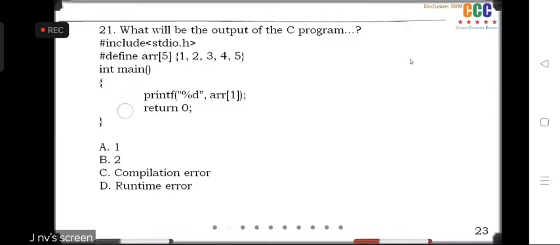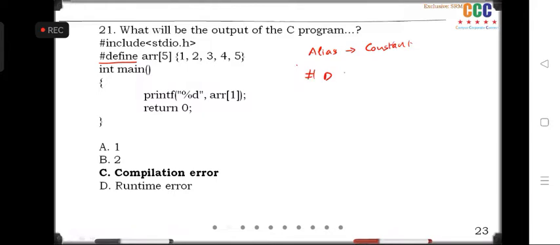Array can't be defined in preprocessor. Very good, excellent. That is the answer. Okay, so hash define is used to assign alias name to what? To constants only. Okay, so I can hash define, right? Define 10 as 10. So a constant value given as 10.